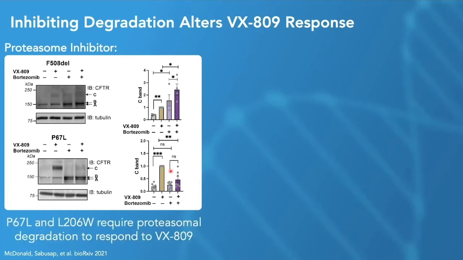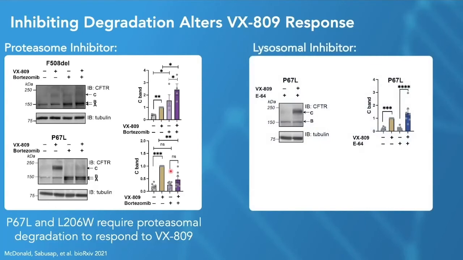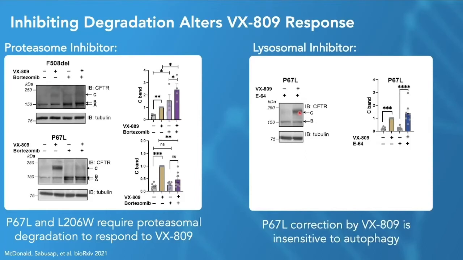Next, we also looked at lysosomal protein degradation using E64 as an inhibitor. And here we see very little effect of the inhibitor on P67L correction, telling us that the correction is insensitive to autophagy.